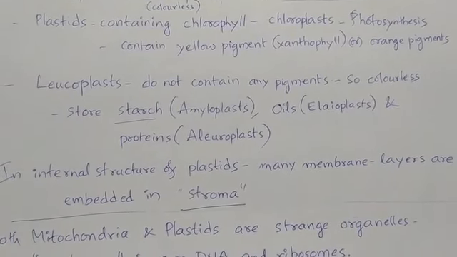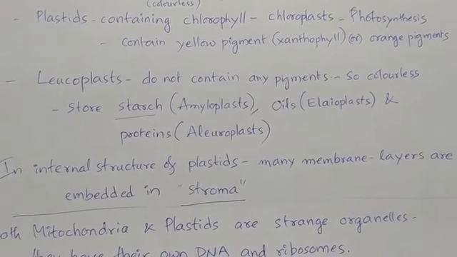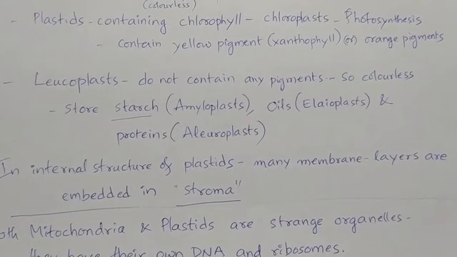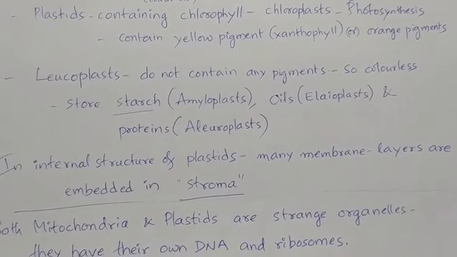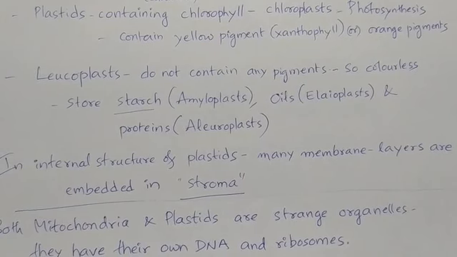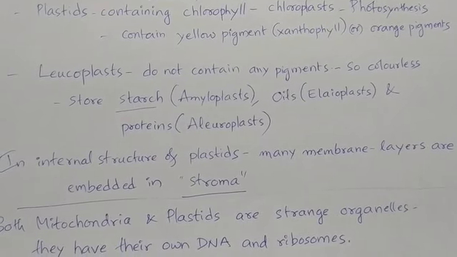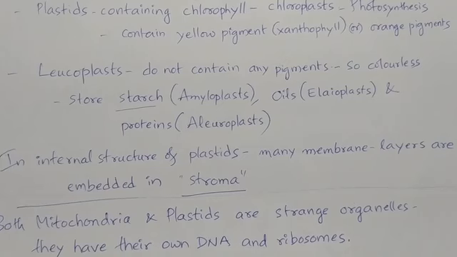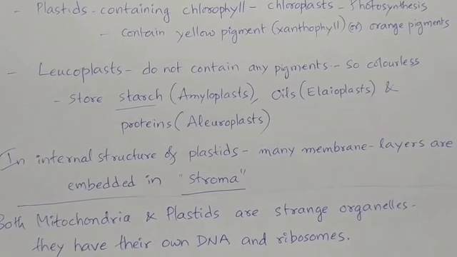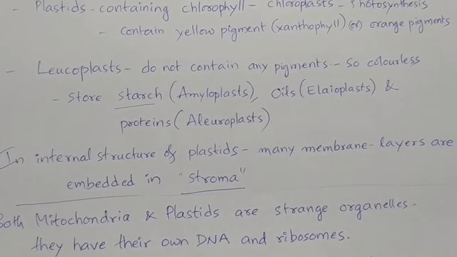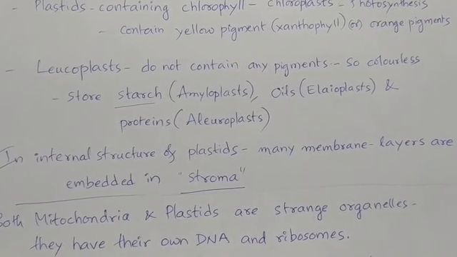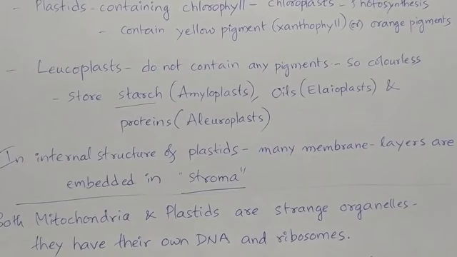In the internal structure of plastids, many membrane layers are embedded, meaning present in the stroma of the plastid. Stroma means the inner area of the plastid that contains some liquid-like substance. In that liquid-like substance, coin-like membrane layers are present. Those coin-like membrane layers are called grana.